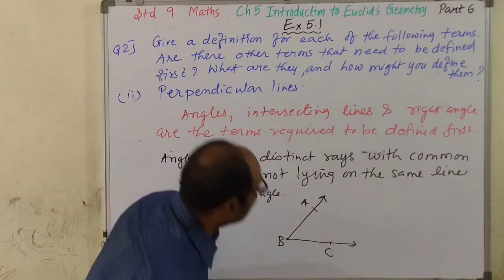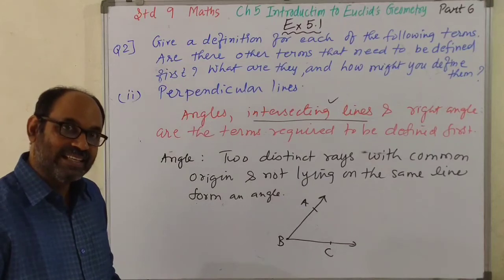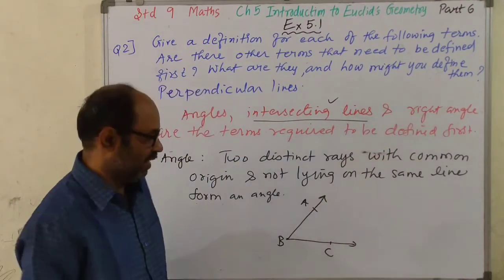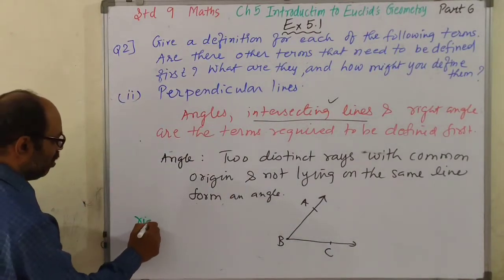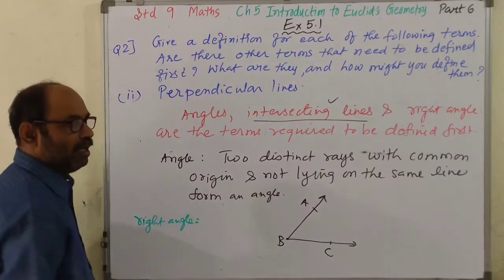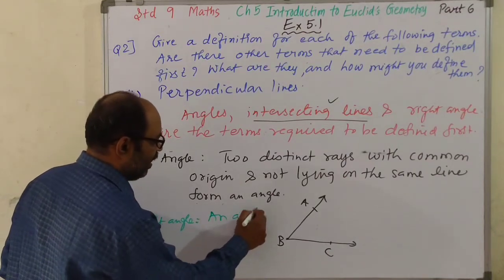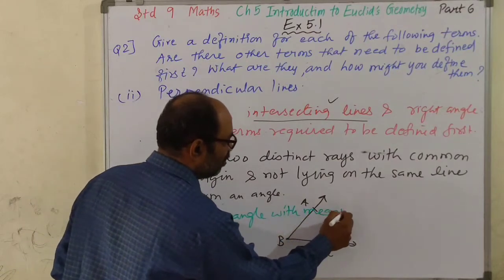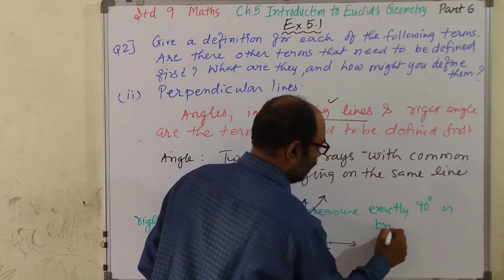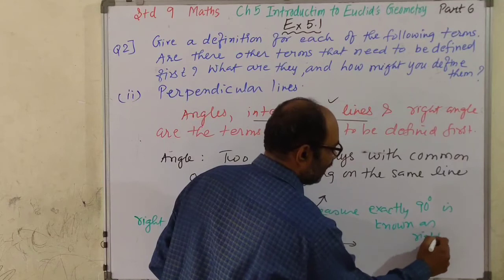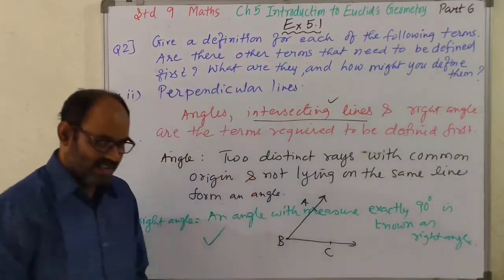Next, intersecting lines. I'm not going to write for this. In case 1, I've written it, intersecting lines. So now we will define right angle. Right angle. Children, you all will write again. अब मैं लिख रहा हूं right angle. An angle with measure exactly 90 degrees is called right angle. An angle with measure exactly 90 degrees is known as right angle. Alright? And how might you define them? This is how you can define those terms.